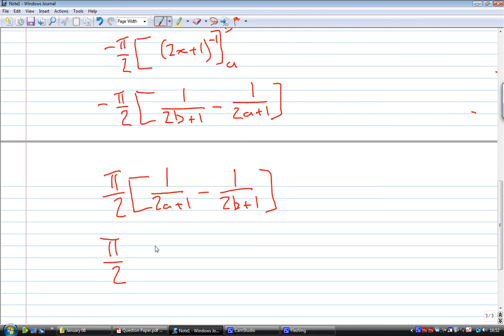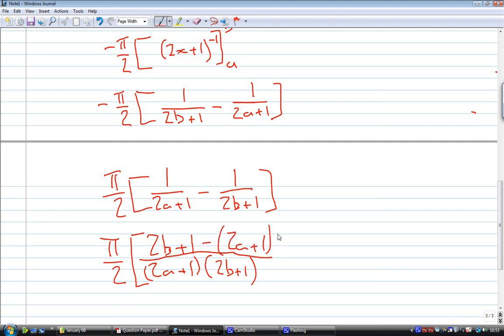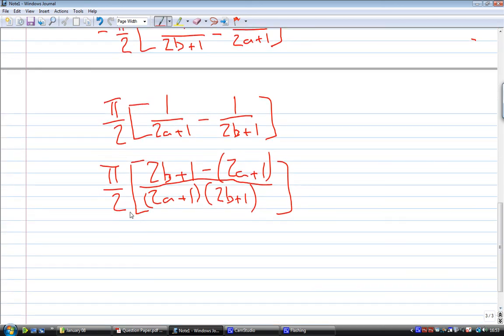Pi all over 2b plus 1, 2a plus 1, 2b plus 1, and let's not mess around here, we'll just put the minus brackets 2a plus 1 there. I think we can all see where that's coming from. So we need to simplify it down a little bit more than that, all over 2. Let's see what we can do here.